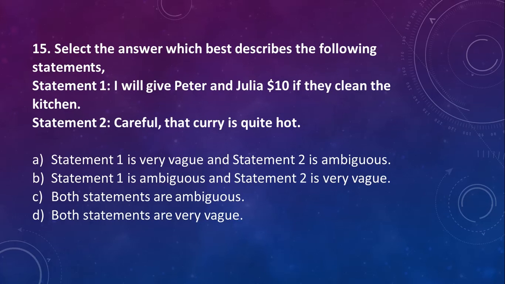I thought they were both ambiguous. Yeah. Because, of course, I will give Peter and Julia $10 if they clean the kitchen. Are you saying you'll give Peter $10 and Julia $10, or are you saying you'll give Peter and Julia $10 together? The difference is between $10 and $20. Why is statement 2 ambiguous? Careful, the curry is quite hot could mean that it's spicy or that it's temperature hot.